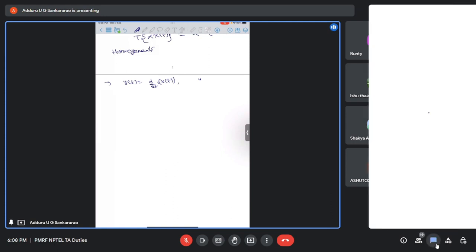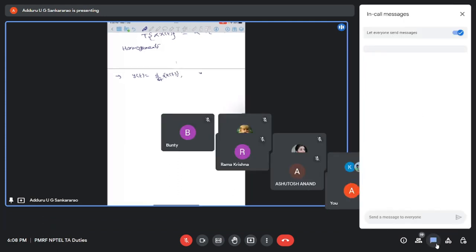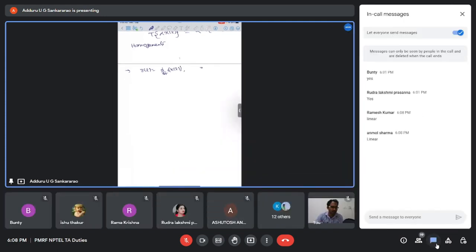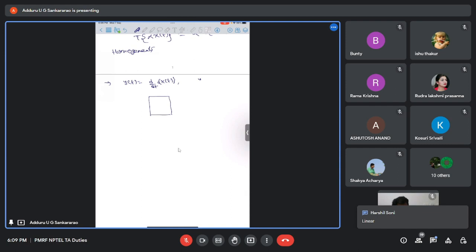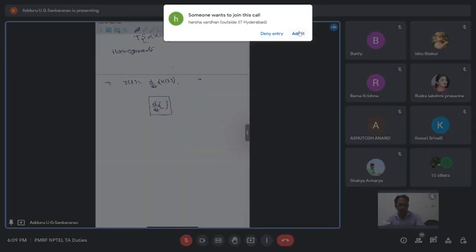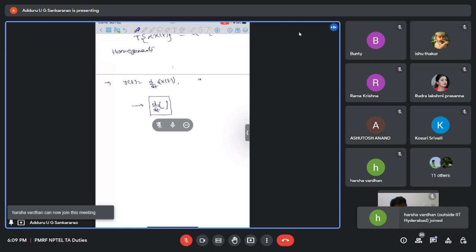Can somebody please tell me whether it is linear or not? Yeah, differentiation operation is linear. So how linear means, we'll see here. Suppose I am giving input. So the system, what is the operation of the system? This one. Suppose I am giving input x1 of t.